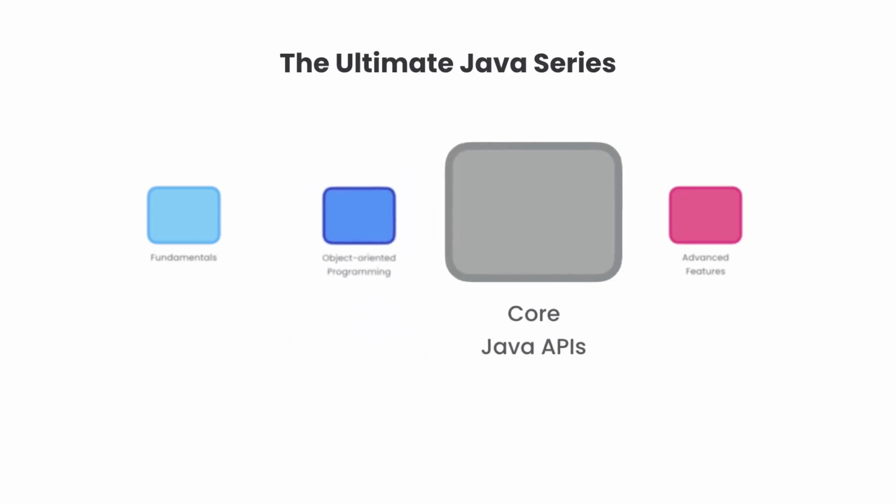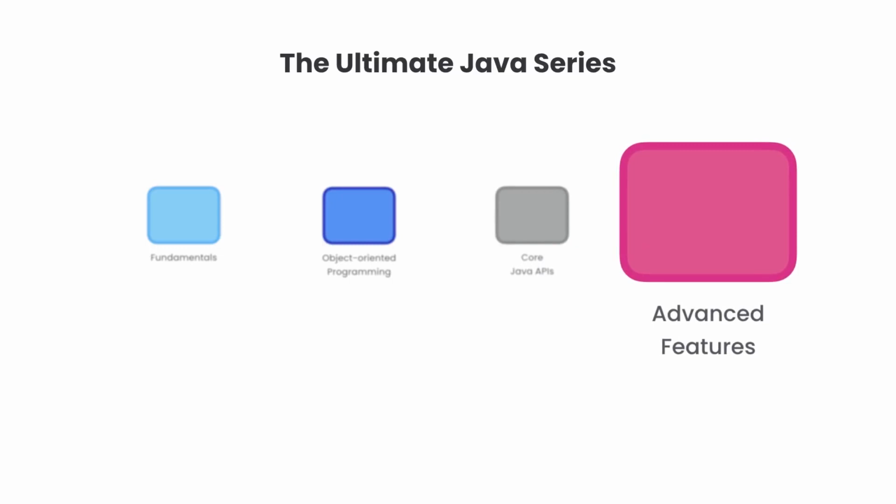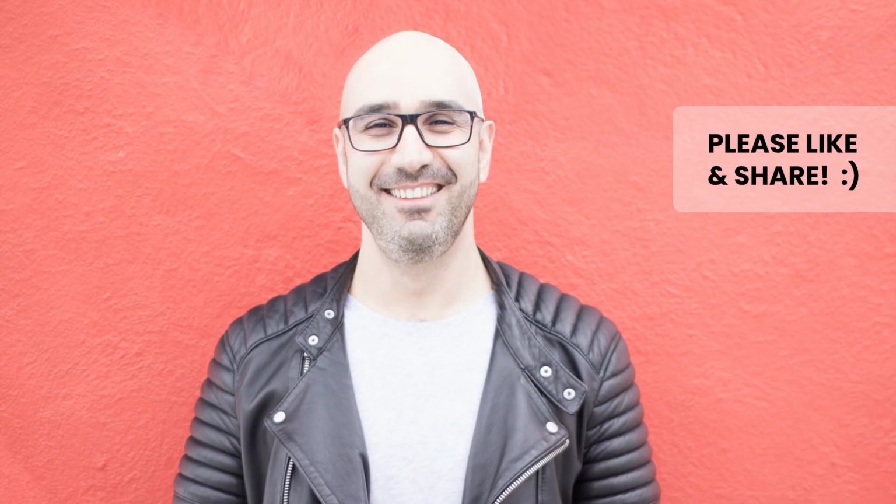In the third part, we're going to talk about core Java APIs or application programming interfaces. You will learn about many of the useful classes in the standard Java library. And finally, in the last part, we'll be looking at the advanced features in Java, such as streams, threads, database programming, and so on. So I hope you're going to join me on this journey and master Java, the most popular programming language behind millions of apps and websites.